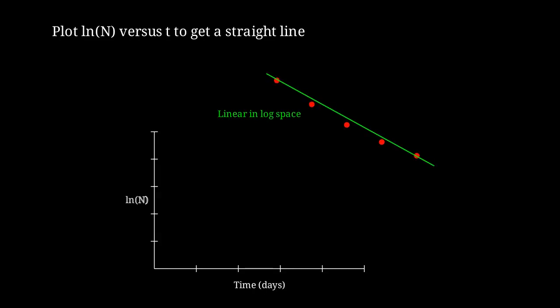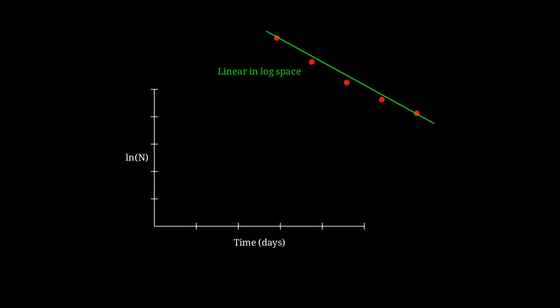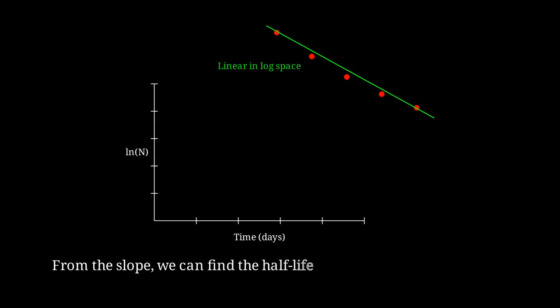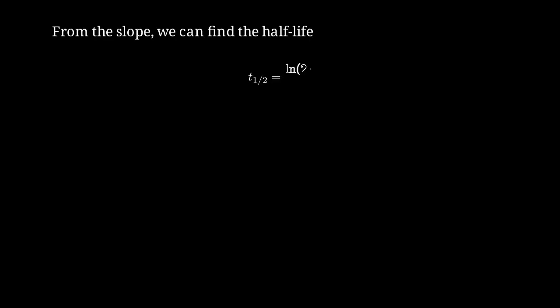Here's what the linearized data looks like. The natural log of N versus time gives a nice straight line. From the fitted slope, which is negative lambda, we can calculate the half-life of the radioactive substance. The half-life equals natural log of 2 divided by lambda.